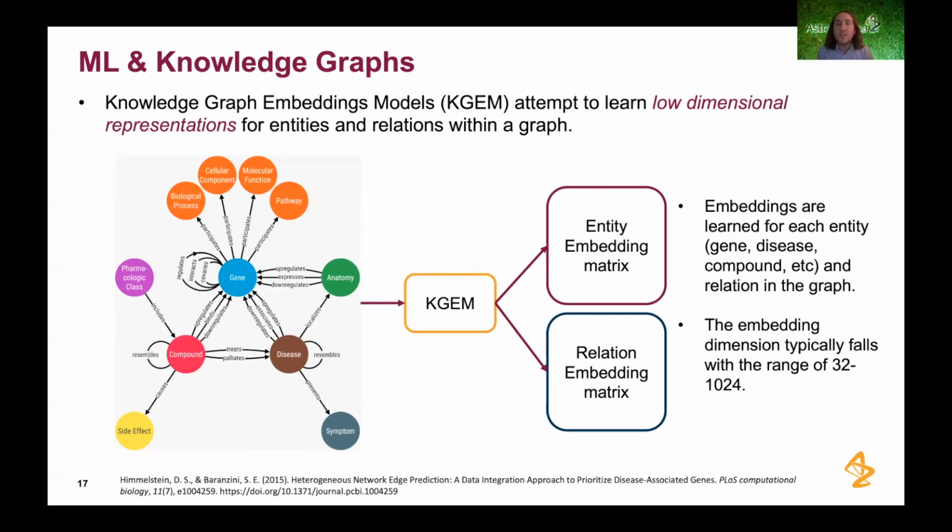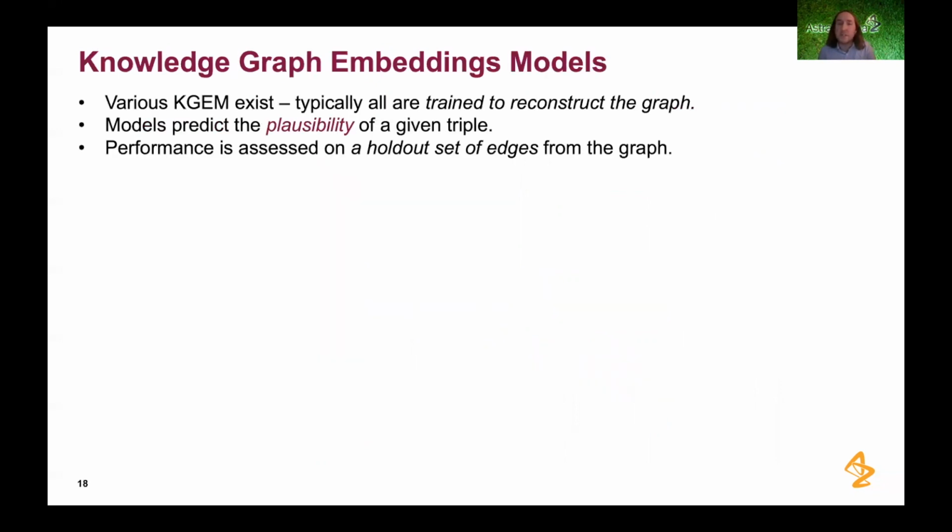From a high level, knowledge graph embedding models ultimately want to take these complex graphs and learn a meaningful low-dimensional vector-based representation for each unique entity and relationship within the graph. And this ultimately means we have two matrices at the end, one for each entity and one for each relation. So the question then becomes, how do we train a model to produce these embeddings?